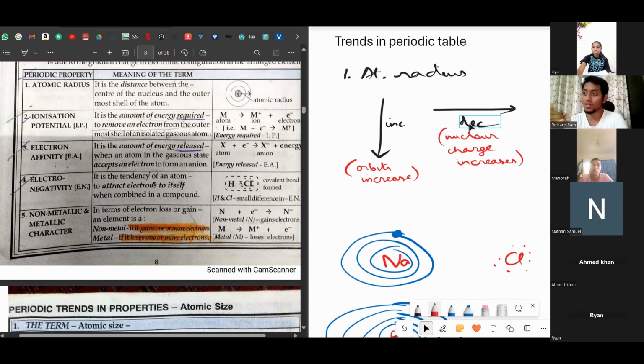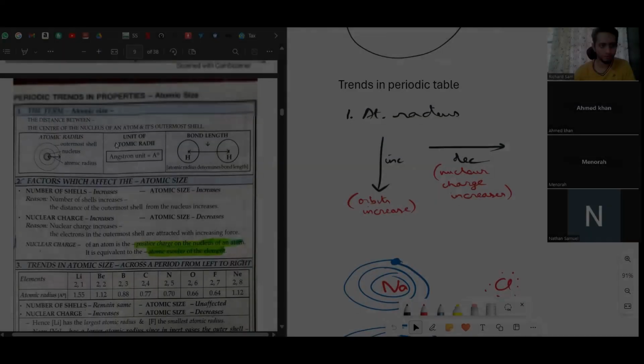But by tomorrow you need to study whatever I said, and these two trends, that is atomic radius and ionization potential. All right, we'll stop with this. I'll see you all tomorrow with chemistry.